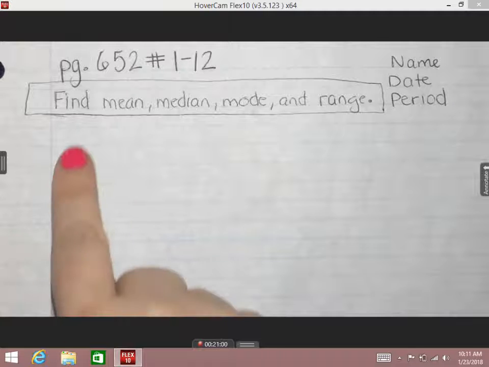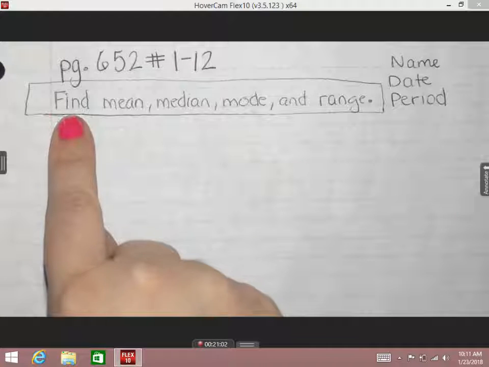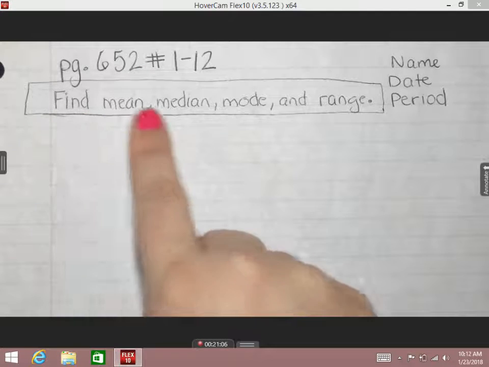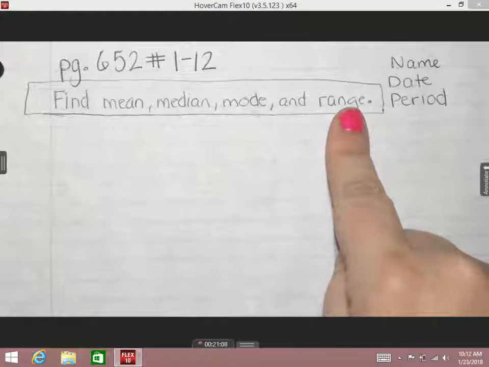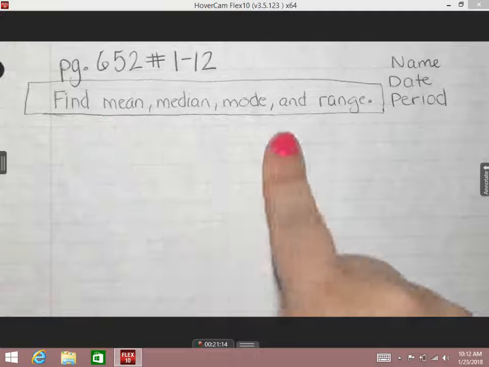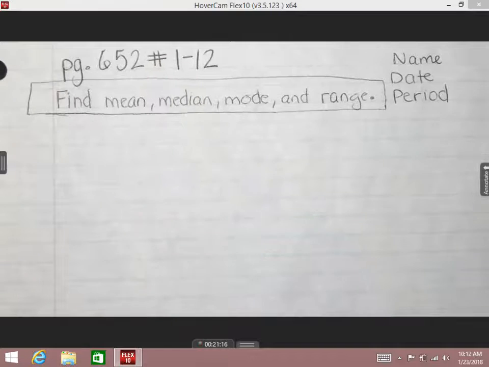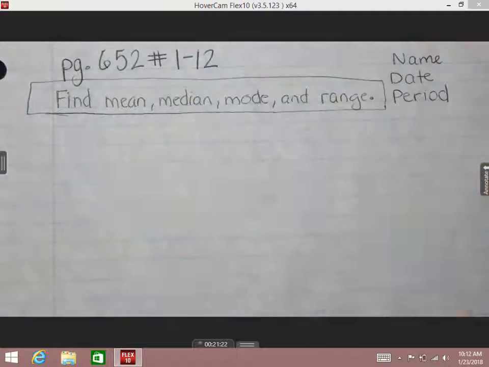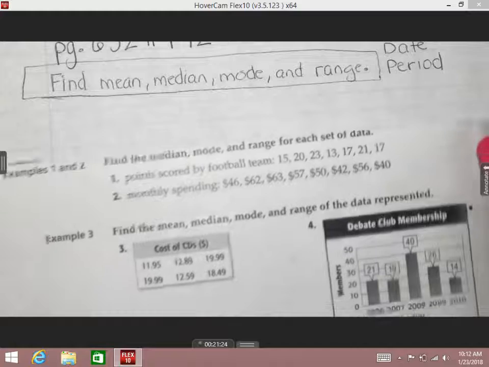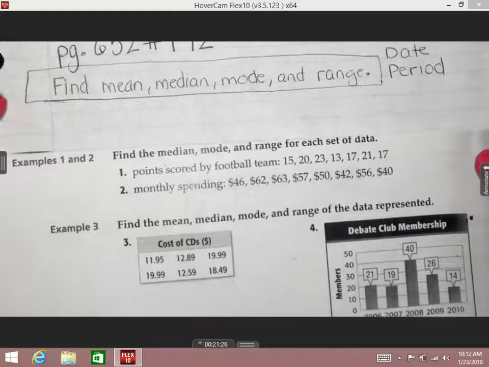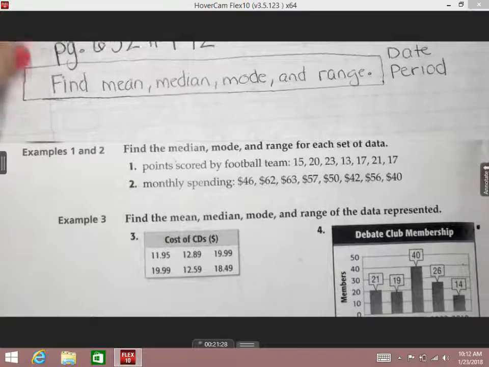Make sure you're listening, please. On every single problem, I'm telling you your directions. Find the mean, median, mode, and range. If the directions just tell you to find the mode, is that what you're supposed to do? No. I want you to find all of them. You're doing 12 problems. Is that what it's going to say? That's what I'm telling you to do. So, for example, most of them, I think, do say find the mean, median, mode, and range on all of them. All right? Guys, here they are.